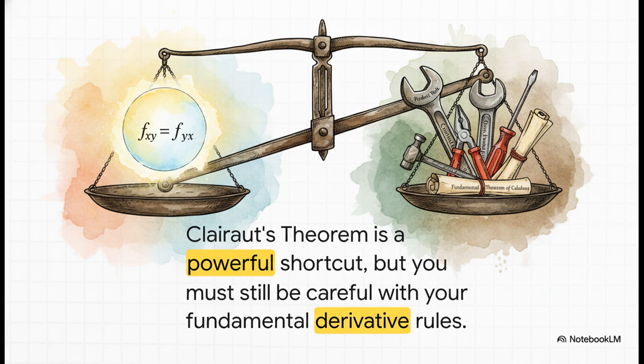Clairaut's theorem is an amazing tool. It's your friend, really. It tells you that for mixed partials, the order doesn't matter, and that can save you a ton of time and effort. But, and this is a big but, it's not a magic wand. You still have to be super careful with your fundamental derivative rules. You gotta nail that product rule, that chain rule, every single time.